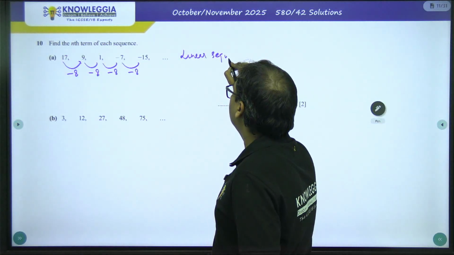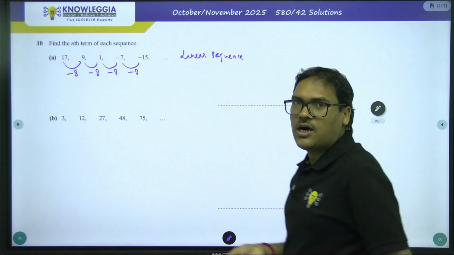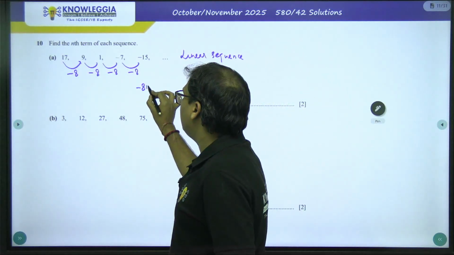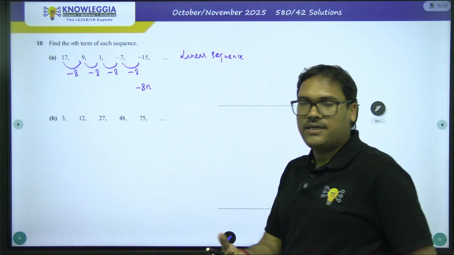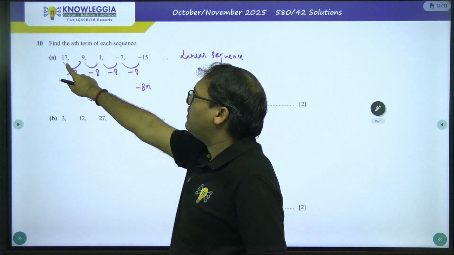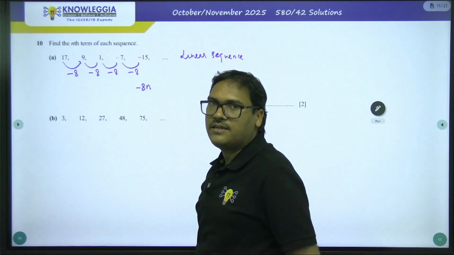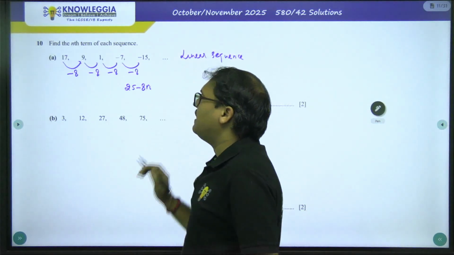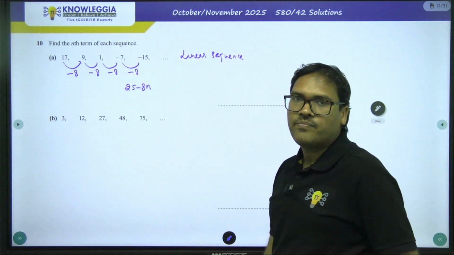Linear sequence. Now for the linear sequence, how to write the nth term? We can see this will be minus 8n, right? n into d. Now just think about this: the first term is 17, so what should be here? This is 25, because 25 minus 8 will become 17. So that is the answer.